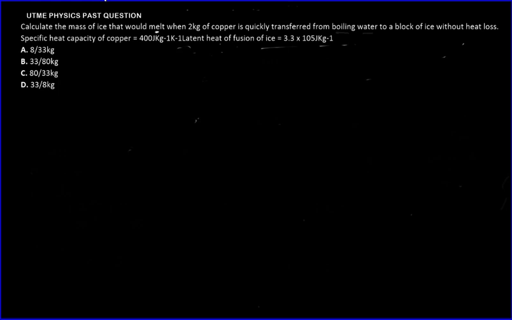We are given the specific heat capacity of copper to be 400 joules per kilogram per Kelvin, and the specific latent heat of fusion of ice is 3.3 times 10 raised to the power 5. This is 10 raised to the power 5, not 105. 10 raised to the power 5 joules per kilogram.